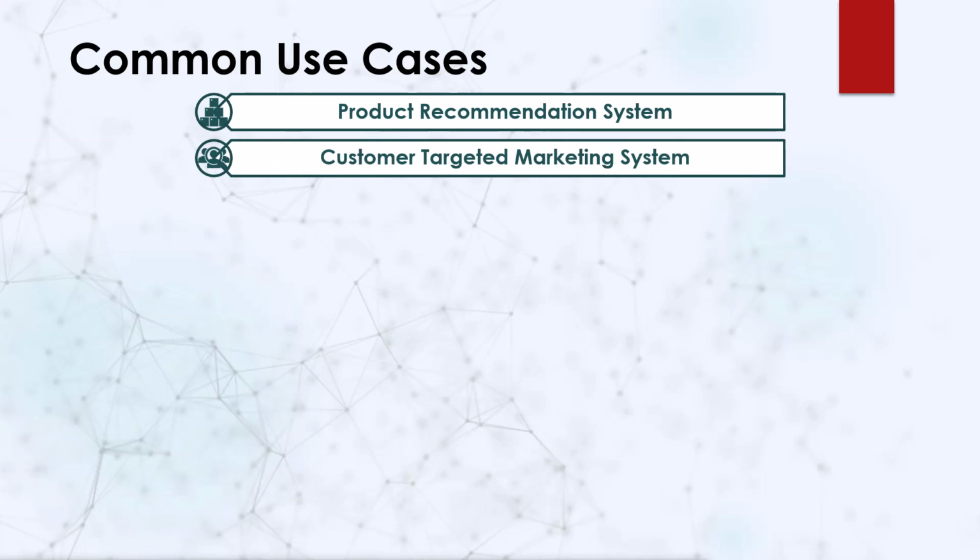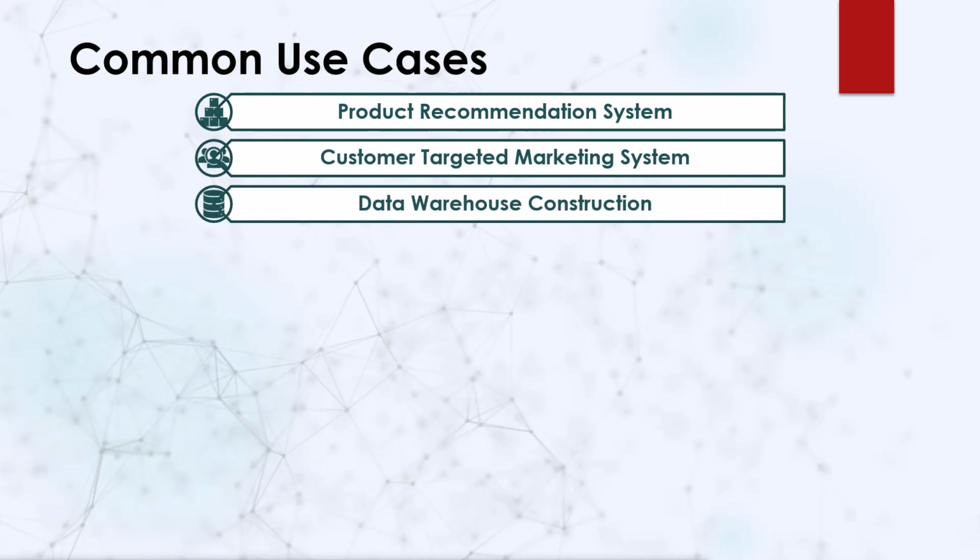And that kind of ties into the next thing, the customer targeted marketing system. So you take those recommendations, not just using them on your sales platform when people are visiting, but you're doing the proactive things, sending out those emails, and other forms of communication to recommend things. The next most common usage is data warehouse construction. So you're taking data from a bunch of different systems, you're merging it together, and you're putting it into one system to use for reporting and analysis work.